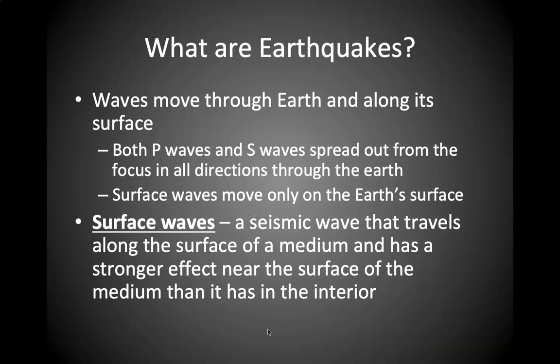Both P and S waves spread out from the focus in all directions throughout the Earth. Surface waves only move on the Earth's surface. They do not go through the different layers of the Earth. And that's why P waves and S waves will actually reach a different location first, because they can travel through the Earth's crust and its mantle, and even the outer core and inner core. Surface waves can only travel on the surface, and therefore they cannot go into the mantle and the core below.